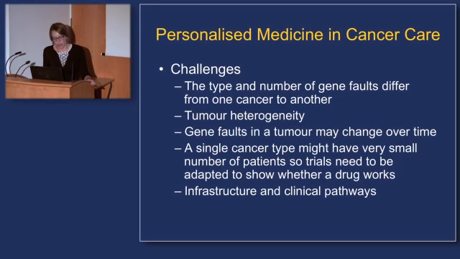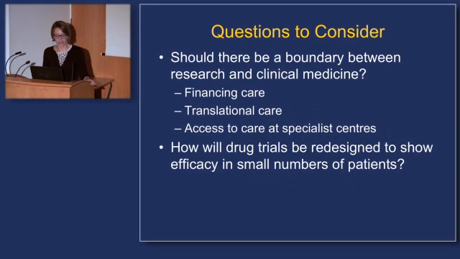A single cancer type might have very small numbers of patients when looking at the genetic subtypes. So trials need to be adapted to show whether drugs can work. And then I've put it as one point, but it's what I spend most of my time doing. So looking at the infrastructure and clinical pathways required to implement this type of information in the NHS is a huge challenge not to be underestimated.